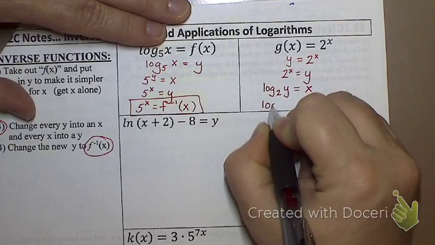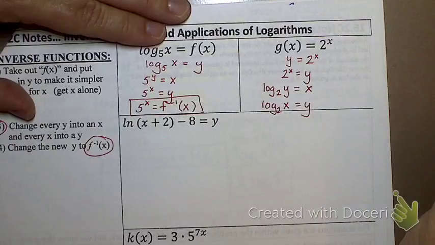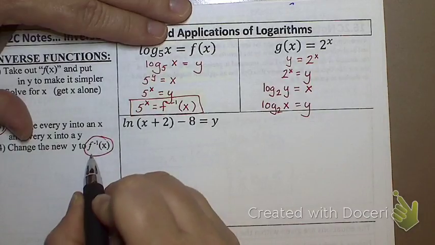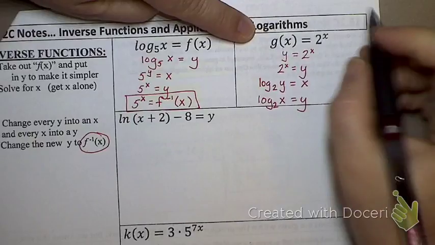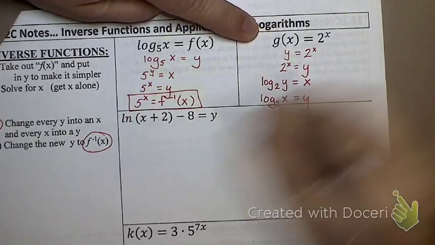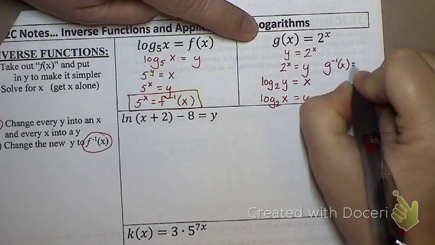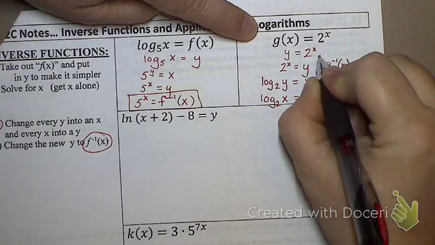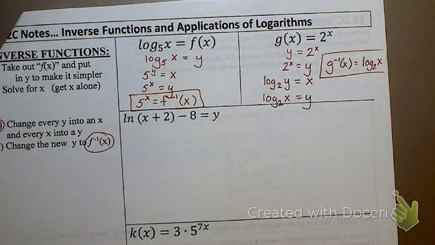Change your y's to x's and your x's to y's. And my last step, change the new y to the new inverse notation. Now I didn't start off with f of x, I started off with g of x. So I'm not going to say f inverse, I'm going to say what? G inverse of x equals what? Log base 2 of x. Started off with an exponential, expected to get a log, everything checks out.